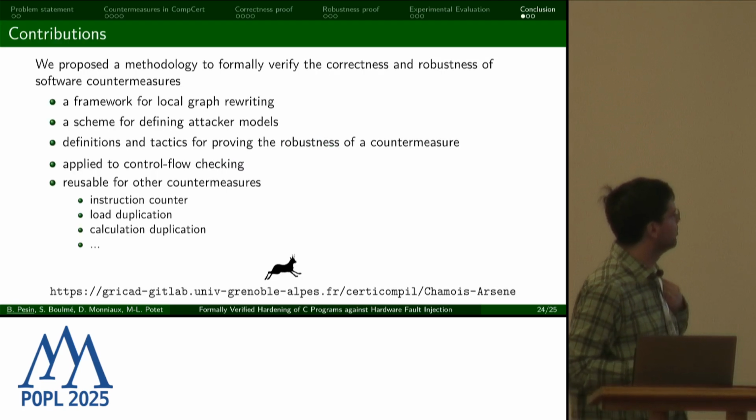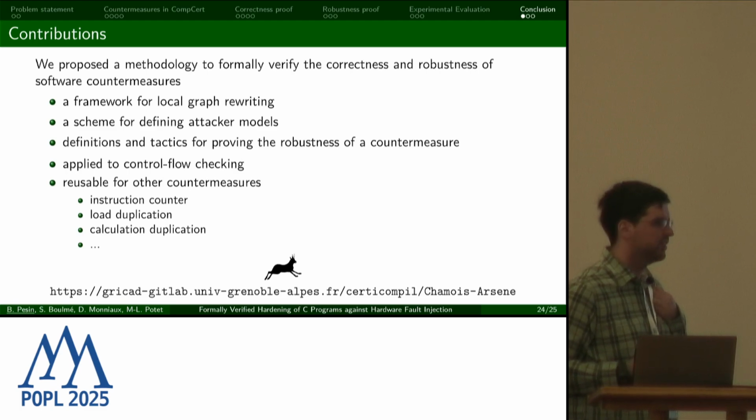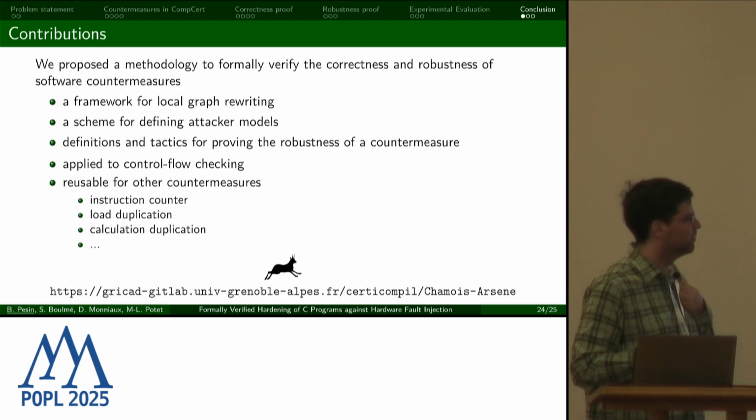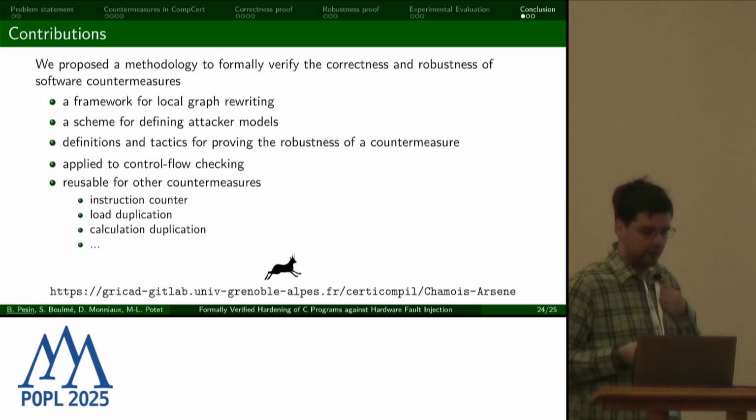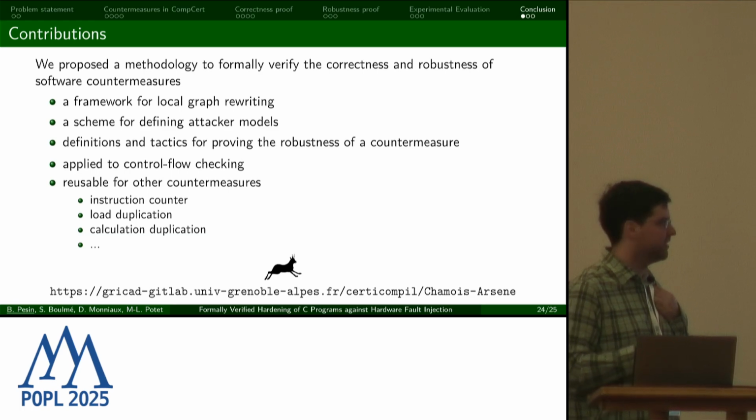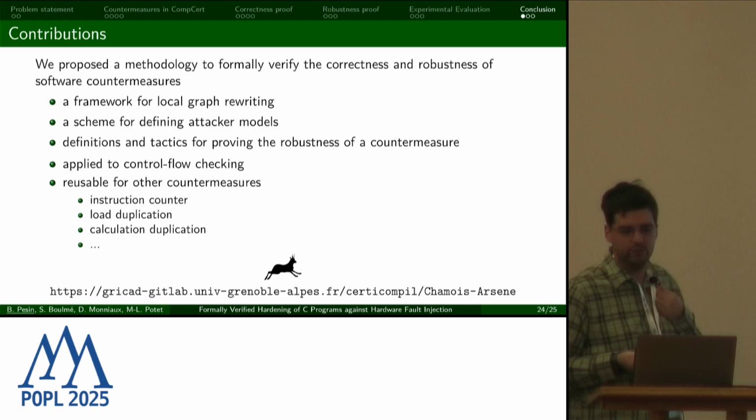OK, so to conclude, in our work, we proposed a methodology with a bunch of new interesting tools in CompCert to implement countermeasures, but also maybe other kinds of passes, and to prove the correctness and robustness, which was a real new thing, of these countermeasures. We applied it to two specific countermeasures, mostly focused on control flow checking. But we believe that our methodology could be applied easily to other kinds of countermeasures, so instruction counters, load duplication, calculation duplication, etc.